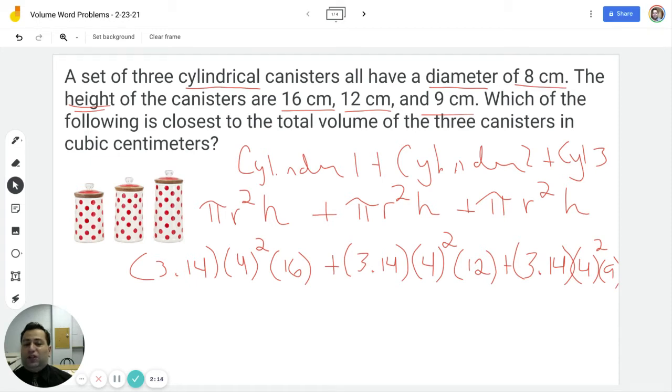Now it's just a matter of crunching numbers. So if you don't know how to do a square, we're going to do 3.14 times 4 times 4 times 16. We get that number. Then we do 3.14 times 4 times 4 times 12. And then we do 3.14 times 4 times 4 times 9. When I run that through my calculator, I get 1,858.88. And these units are all in centimeters, so that's going to be centimeters cubed.